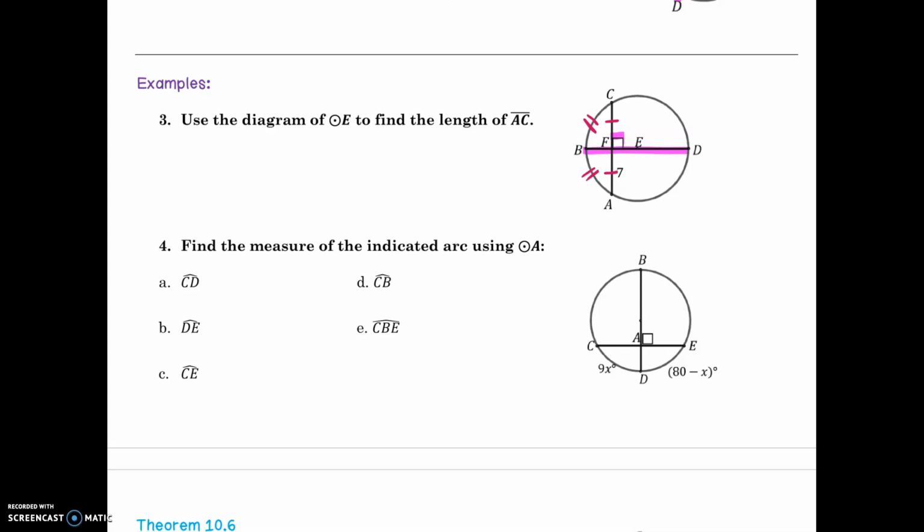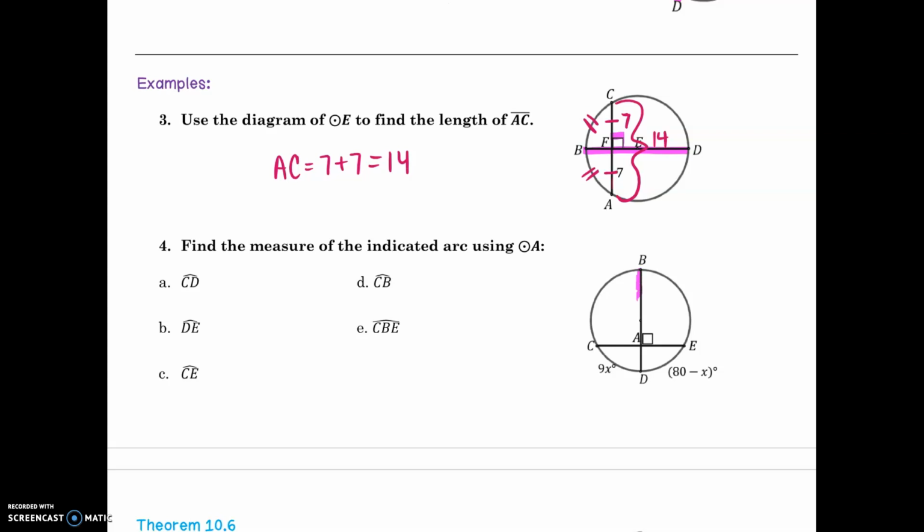Because segment AF is 7, we know that segment FC is also 7. So to find the measure of the entire chord AC, we're going to do 7 plus 7, which is 14. So AC equals 7 plus 7, which is 14 units. For 4, we're going to find the measures of all the indicated arcs.